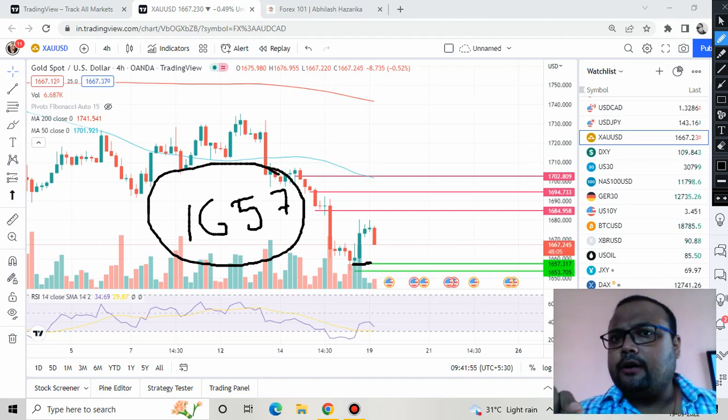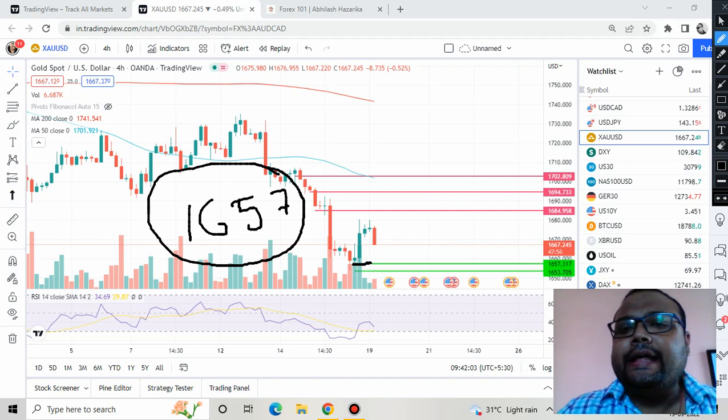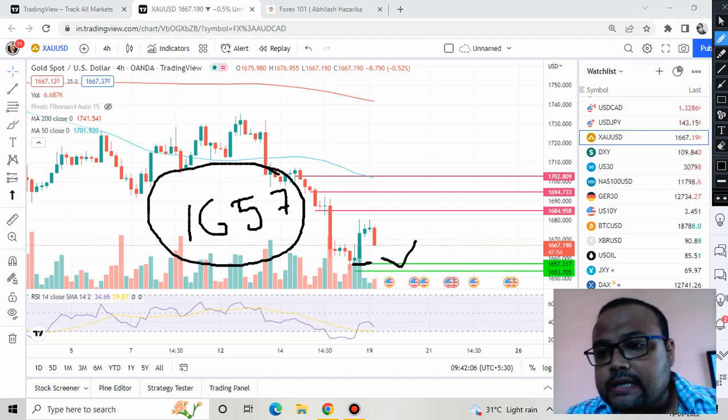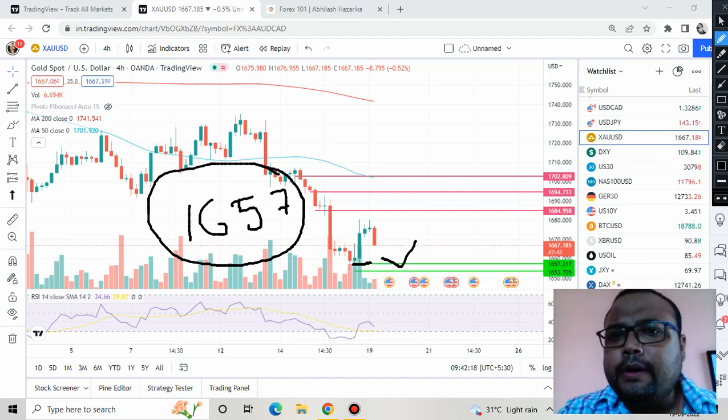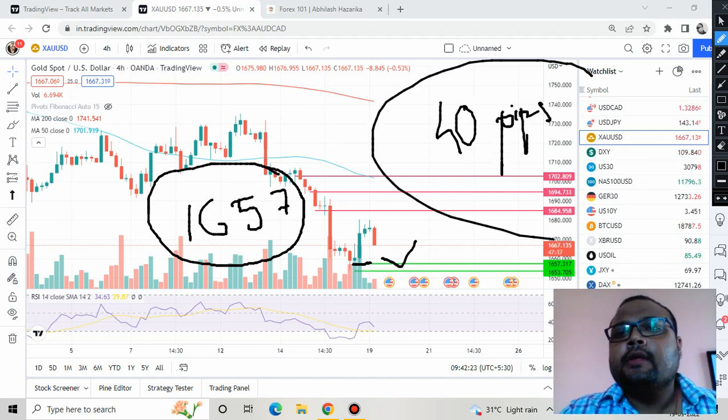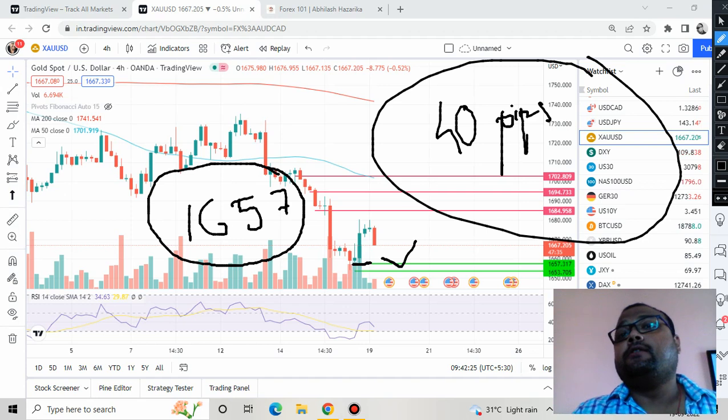If the market comes down, if the volatility is normal, if the market is not extremely volatile, if the selling pressure is not very high, then you can expect the market to bounce from the 1657 level. If the market bounces from 1657, you can consider taking a buy position, and you can expect at least a movement of 40 pips. If not a trend reversal, at least you can expect an upside of 40 pips.